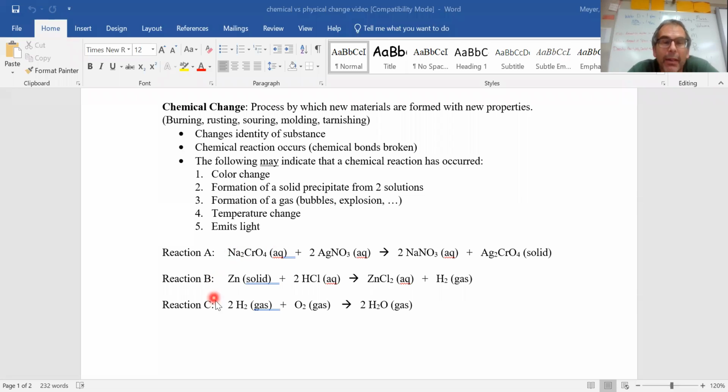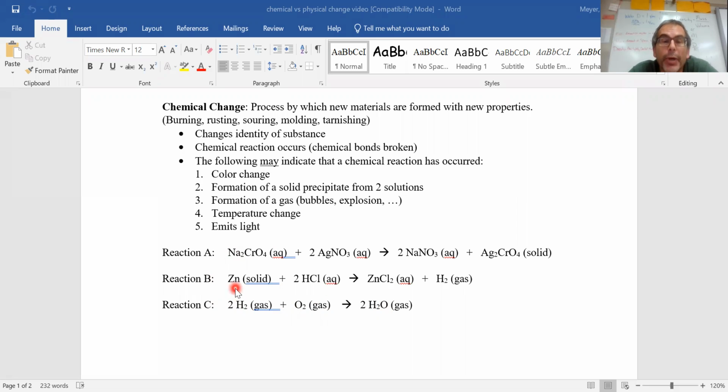I'm going to go down to the last reaction we did. We took hydrogen gas that we had created from the reaction before, combined it with oxygen in the air, and sparked it. The hydrogens travel in pairs, the oxygens travel in pairs, but we broke those hydrogen bonds, we broke those oxygen bonds, and now the oxygen and hydrogen can form H2O. Old bonds break, new bonds form.